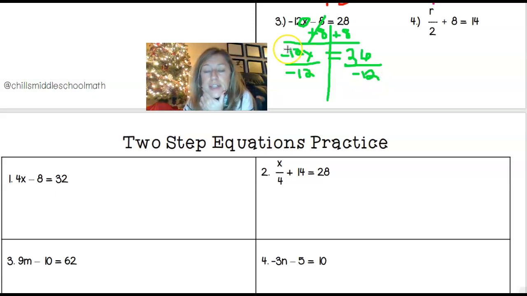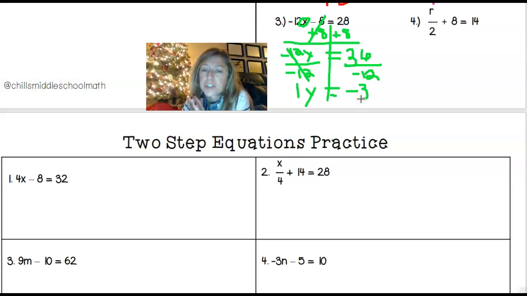Now negative 12 divided by negative 12 is 1. Anything divided by itself is 1. So that's great because that means I have 1y. I can write the 1 if you want. Do I have to? No, it's invisible math. 36 divided by negative 12 is negative 3.